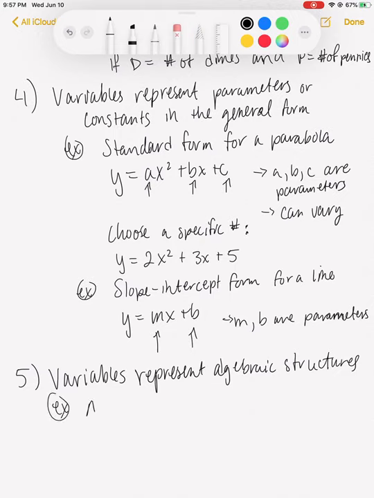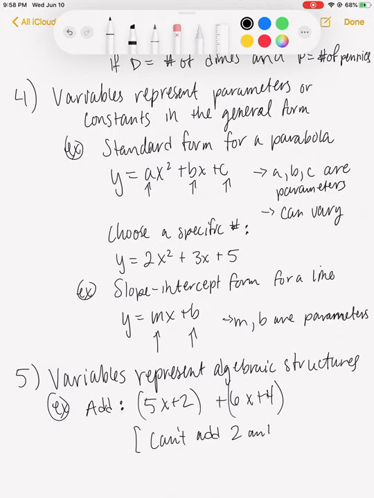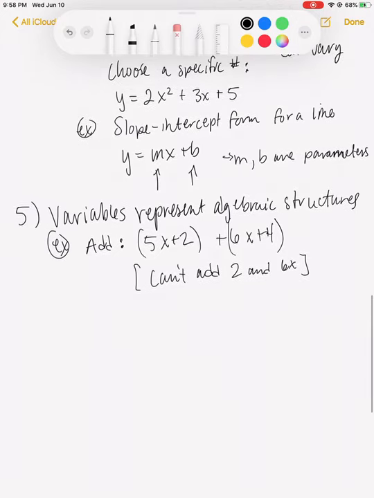We want to add, then they have a certain structure. So we're going to add 5x plus 2. I want to add that to 6x plus 4. Okay, they have algebraic structures, which means that I can't add the 2 and the 6x. Okay, there's a certain structure with it.